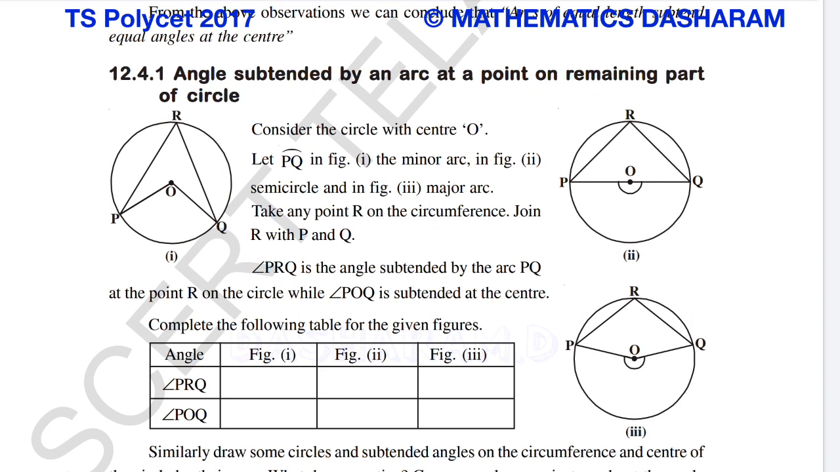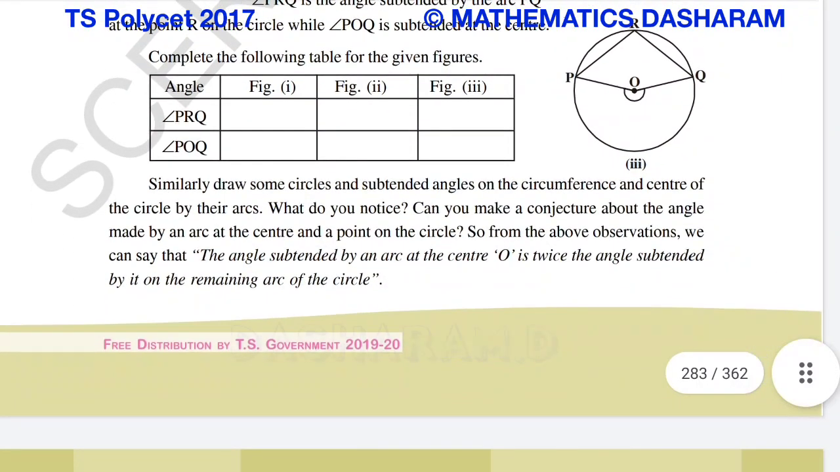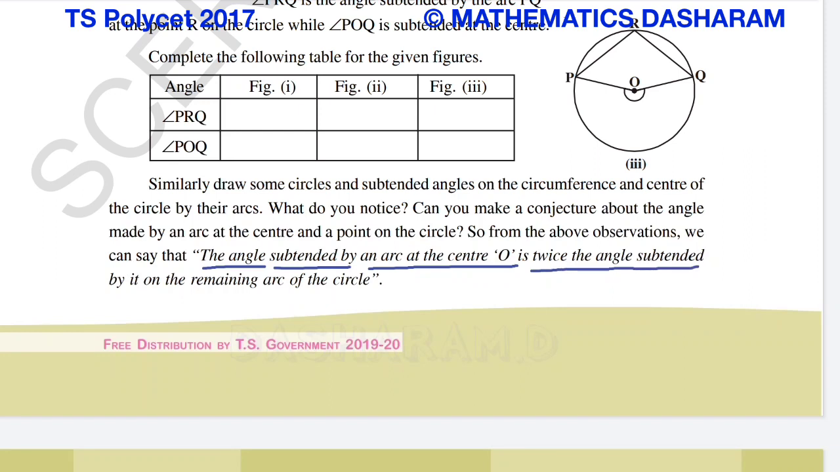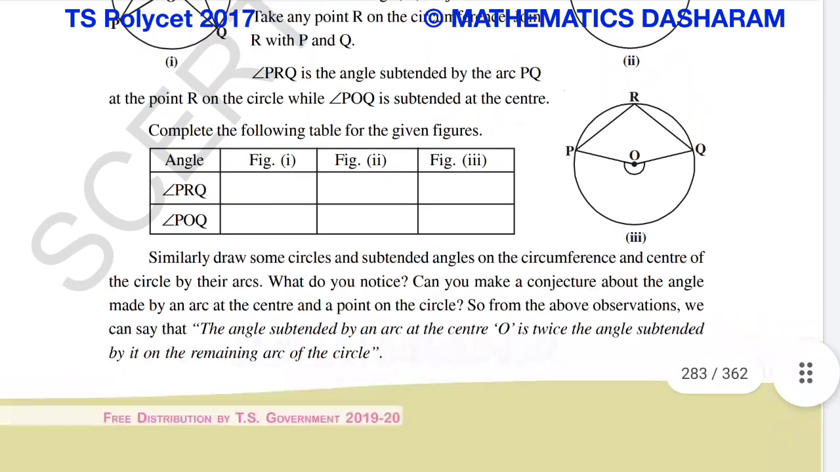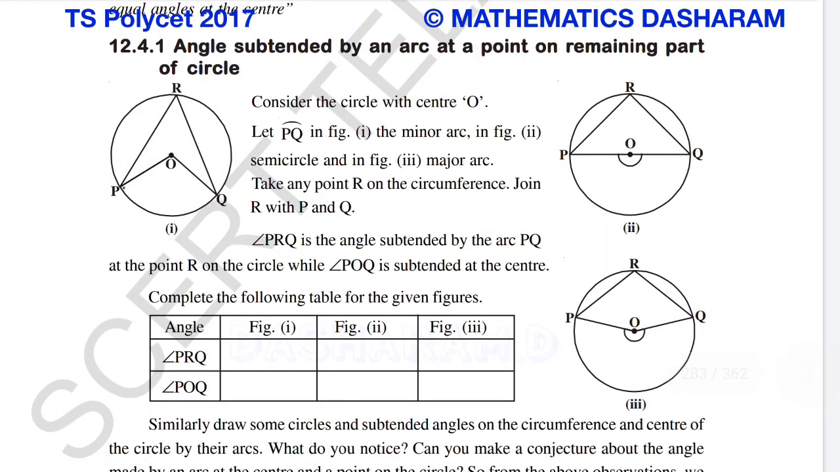What is the theorem here? The angle subtended by an arc at the center O is twice the angle subtended by it on the remaining arc of the circle. Here is a diagram. First, PQ is an arc. The angle subtended by the arc at the center is twice the angle subtended by the remaining part of the arc.